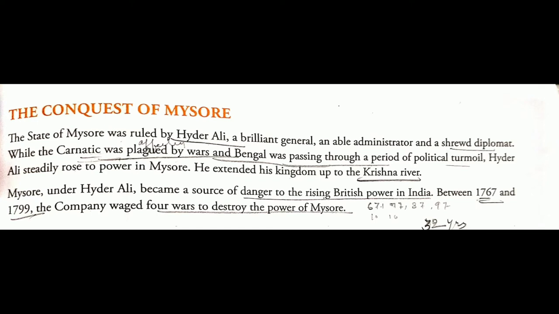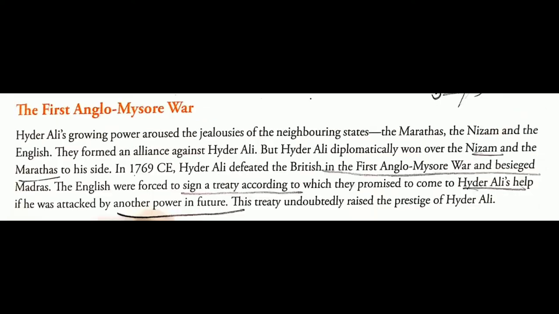Between 1767 and 1799, the company waged four wars to destroy the power of Mysore. During these years, from 1767 to 1799, four times the company had to fight a war against Hyder Ali, that is against Mysore, to destroy Mysore's power, which could become a great enemy for the Britishers. The First Anglo-Mysore War.